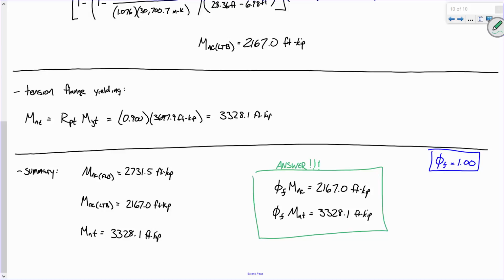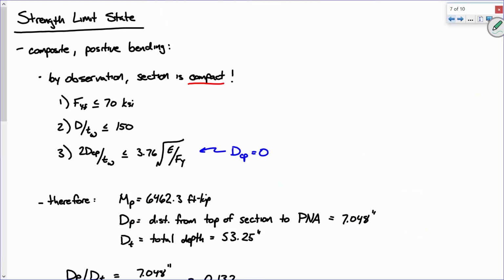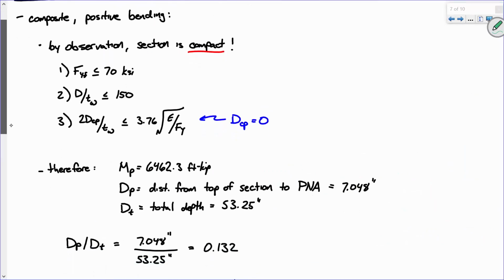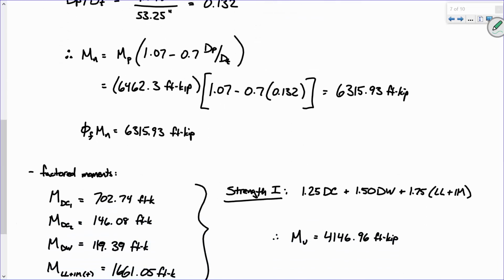Now I want to take us back a couple weeks. Do you remember when we did the strength limit state and we calculated phi Mn? Look what we got. We got a phi Mn of 6,315-something foot kips, right? Think about that. That is the capacity of the girder in its composite state. And compositely, it can hold up a whole heck of a lot more bending moment than it can non-compositely, right? See what's going on here? So the effect of that concrete deck is pretty pronounced.